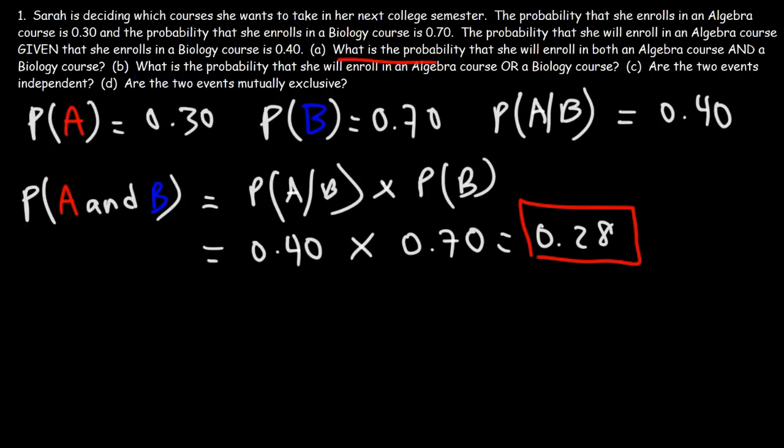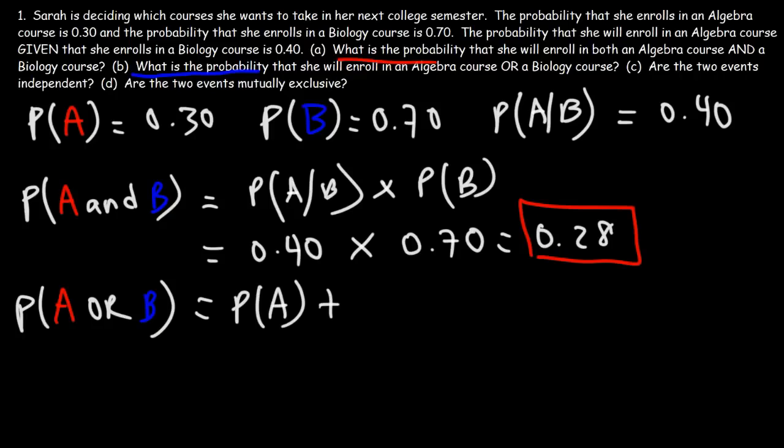Now let's move on to part B. What is the probability that she will enroll in an algebra course or a biology course? So this time, we're looking for P of A or B. So what's the formula for this? This is going to be based on the addition rule as opposed to the multiplication rule. So this is P of A plus P of B minus P of A and B.